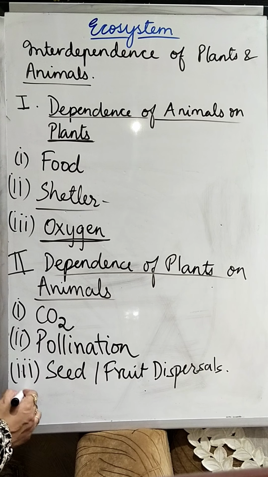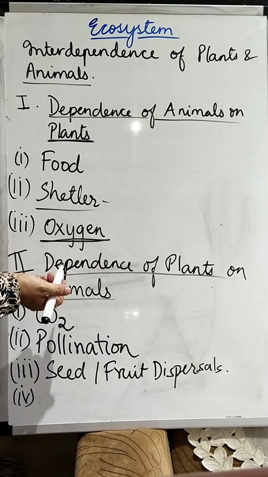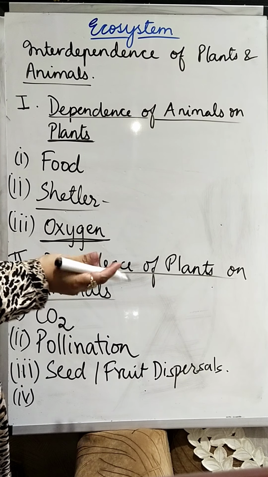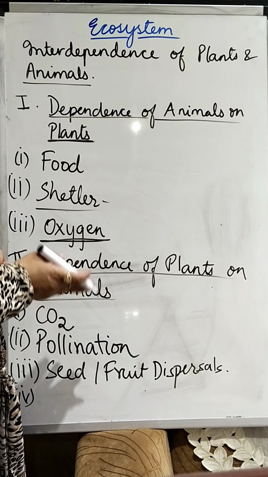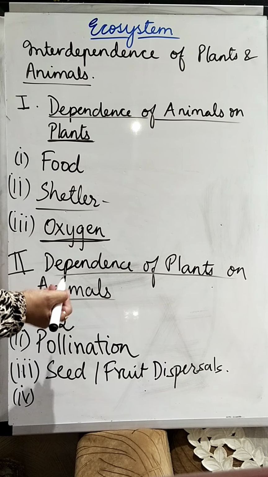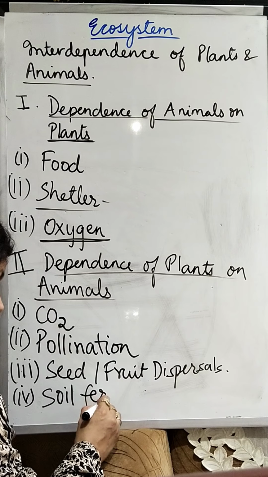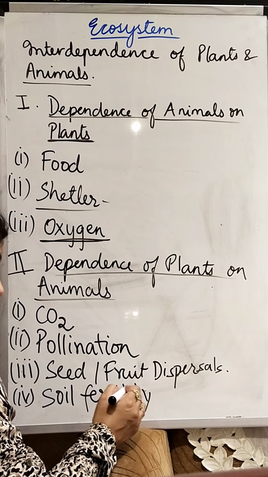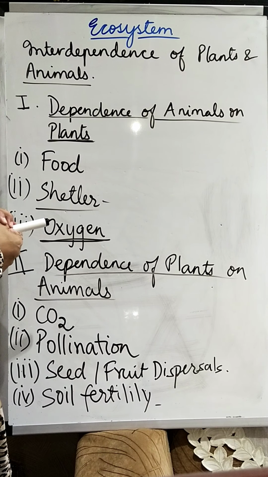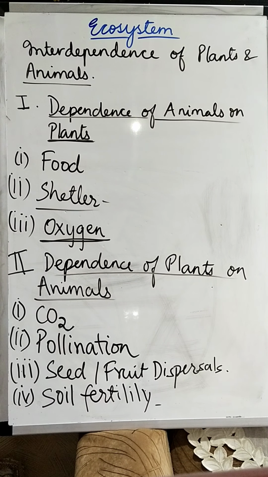Now, next we can also talk about the excreta or the dead bodies of living organisms or animals. They are also very helpful for the plants, because the excreta contains nutrients. When they are broken down by the decomposers, they get added to the soil as humus. So it makes the soil fertile. The excreta of animals make the soil fertile. So in this way, the plants and animals are interdependent on each other.